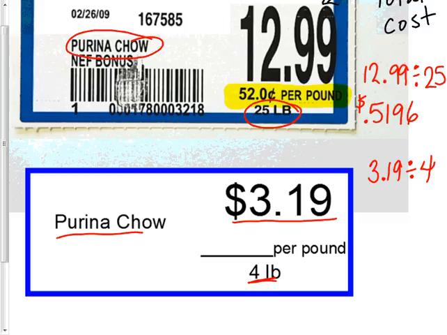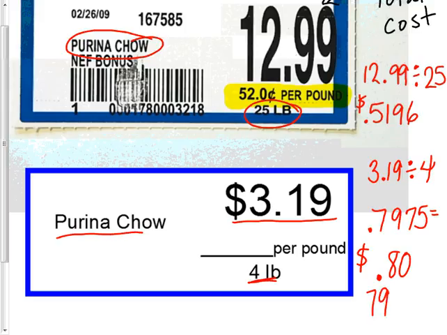7,975 ten thousandths of a dollar. And probably what's going to make the most sense with that is to round it off and say that that's really about 80 cents per pound. And I could write it like that. I could also write it as 79.8 cents per pound. I could have also written that it was approximately 80 cents per pound. Either of those would be okay.